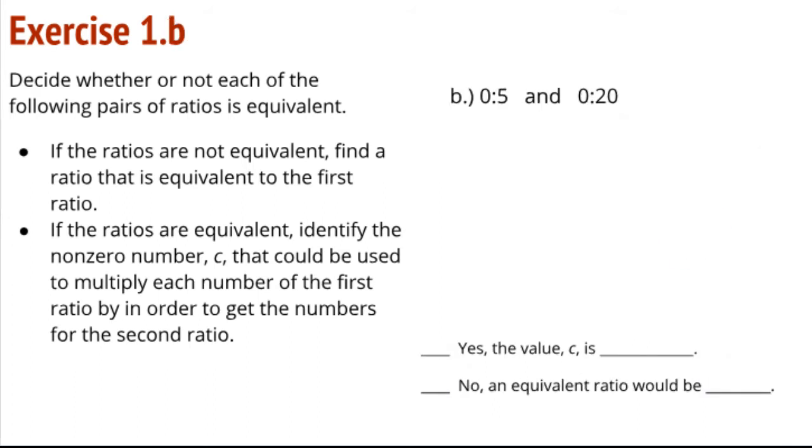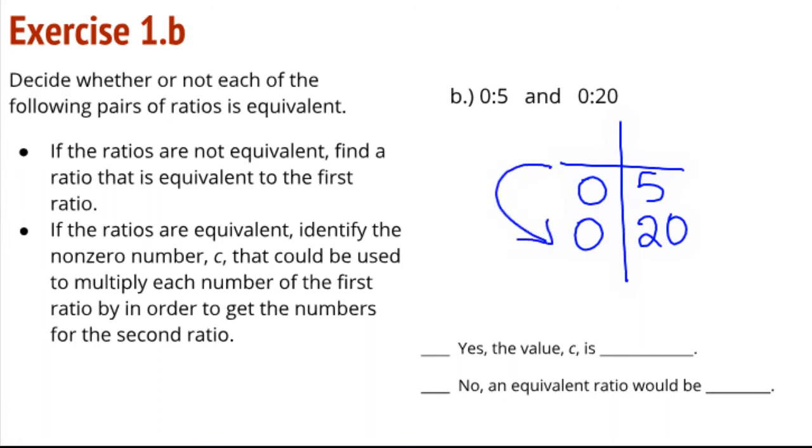All right, let's take a look at the next exercise here. I've got a ratio of 0 to 5 and a ratio of 0 to 20. And once again, I'm going to set these up in a table format so I can look and see what's happening here. To get from 0 to 0, nothing changed, right? So what did we multiply by? Well, we would multiply by 1. Or I could multiply times 0 and I would get 0. So I've got a couple of options there.